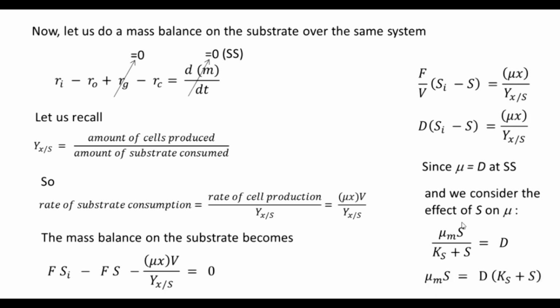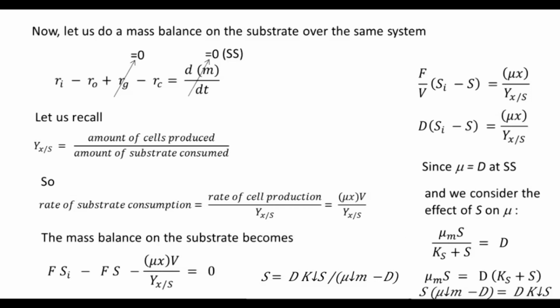Therefore, mu m S equals D into Ks plus S. This is transposing the equation, multiplying both sides by Ks plus S. Consolidating the terms in terms of S, you have a mu m S here and a D S here. Bring it to the same side, or subtract D Ks from both sides. You get S into mu m minus D equals D Ks, and therefore S equals D Ks by mu m minus D. Okay. So we have S here and X here.